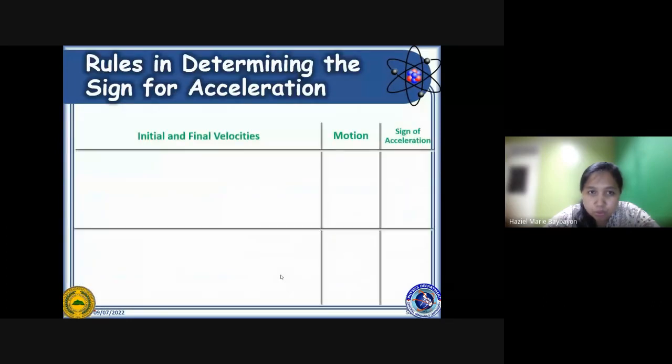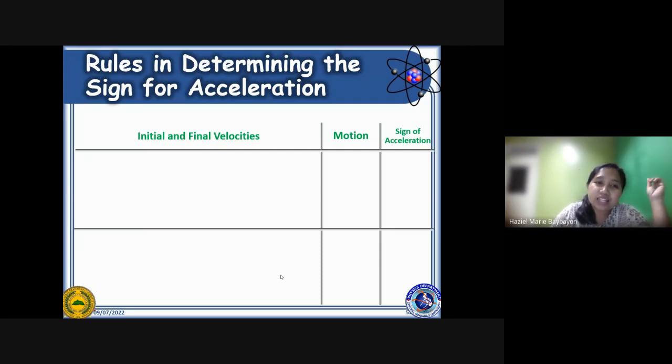Okay, I hope so. Now, here are important rules in determining the sign for acceleration. Kaganina, medyo sayon na kayo ang pag-determine sa sign sa displacement or sa velocity. Kung padulong sa left or paubos, negative. Sorry, left or paubos, negative. Kung padulong sa right or upward, positive.